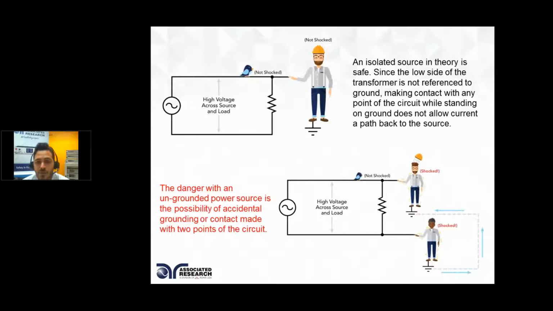Or in the case we have here, we have two operators who are both standing on ground and are coming into contact with this circuit. And so what did you just do? You just shorted this resistor here, and now current is taking the path through an operator into the ground, coming out of the ground into the second operator and back to the source.